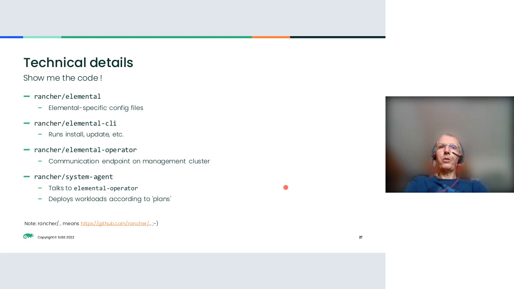Then we have what we call the Elemental client, or command line interface. That is the one that knows how to download the Elemental image from a registry. It knows how to build an ISO out of it, and it knows how to handle updates, like pulling a new image and rebooting. Then we have the Elemental operator, and the operator is the piece that is running on Kubernetes on the management cluster. It is the one that translates Kubernetes resources to something Elemental can understand.